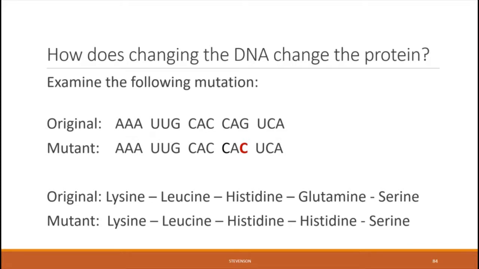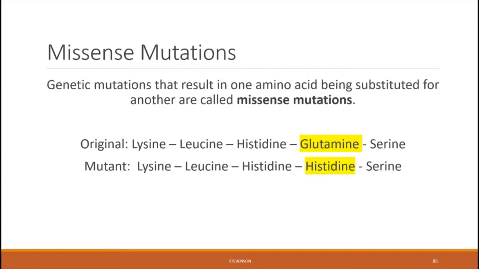This type of mutation is called a missense mutation. A missense mutation is a swapping out of one letter in the DNA, which leads to one amino acid being substituted for a separate amino acid. In this case, a glutamine amino acid was changed to a histidine amino acid.